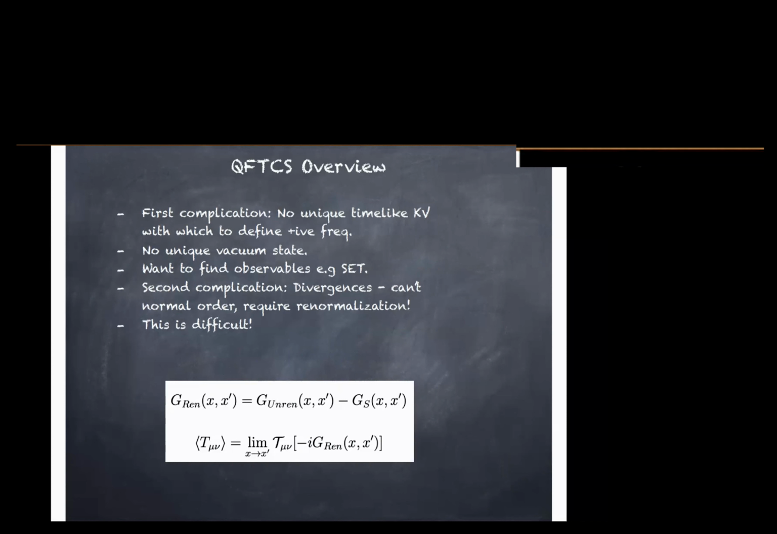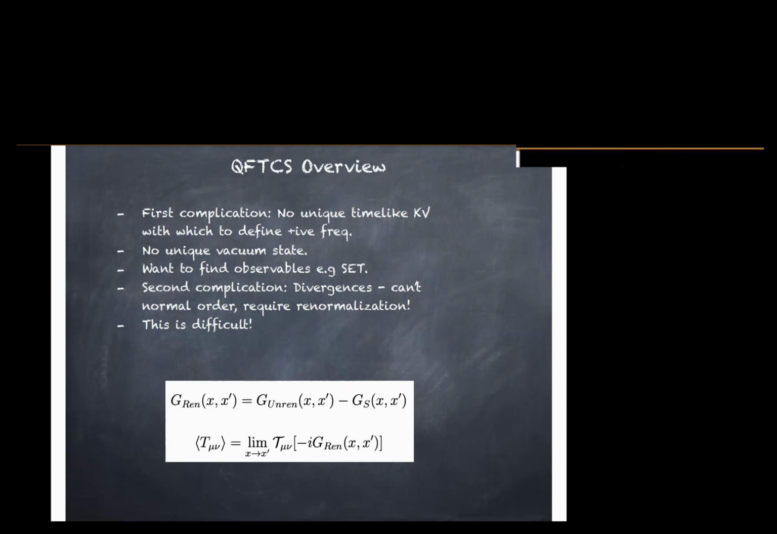We're interested in quantum matter fields and how they behave on a curved fixed background as described by general relativity. When we move away from flat space-time, we're met with a number of complications. The first is that we no longer have a preferred time-like Killing vector with which to define positive frequency. The upshot is we no longer have a preferred vacuum state with which to calculate observables. So we often have to make a choice as to which is the most appropriate vacuum state to use in a given situation.